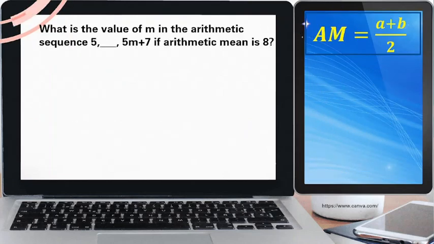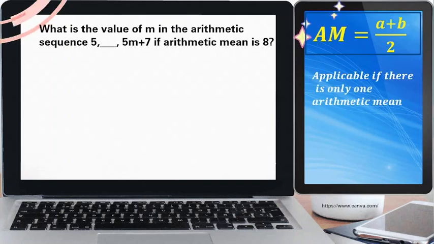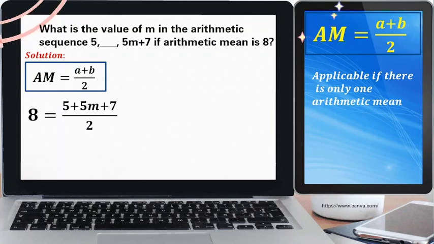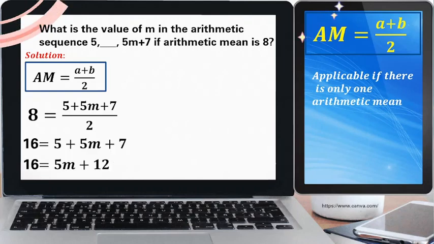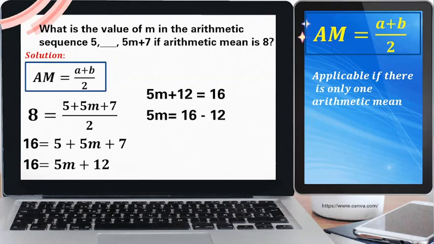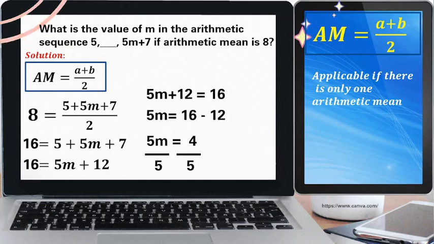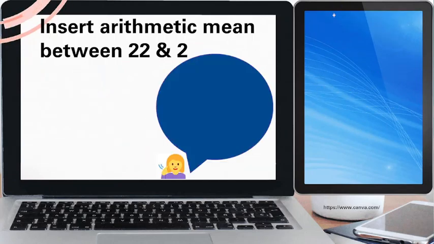What is the value of m in the arithmetic sequence? So it is applicable only if there's only one missing arithmetic mean. So just simply use the formula, just add the first and the last term, 5 and 5m plus 7. So 5m, then 5 plus 7 is 12. Then the addition property of equality, then divide both sides by 5. So m is equal to 4.5. Hence, the arithmetic mean is 4.5.